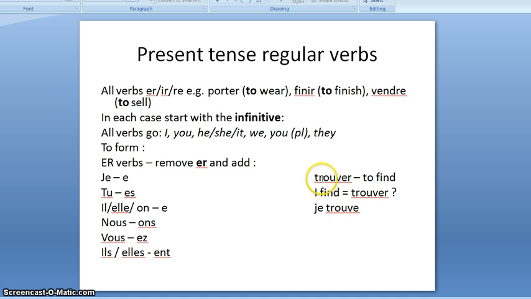So if I had trouver, for example, which is to find, I want to say I find. So I take my trouver. I can't just use trouver because that means to find. I take the er off, put je at the beginning, and then I know when it's the je form, I always put an e on the end, so it becomes je trouve, I find. Okay, so that's the er verbs. The next couple of the other verbs, so if you want to stop there, just go through this bit only for the moment, and then you can pause or watch this at a later stage.